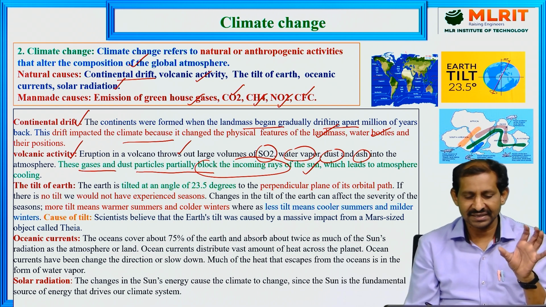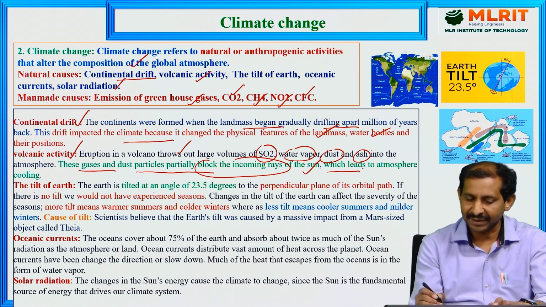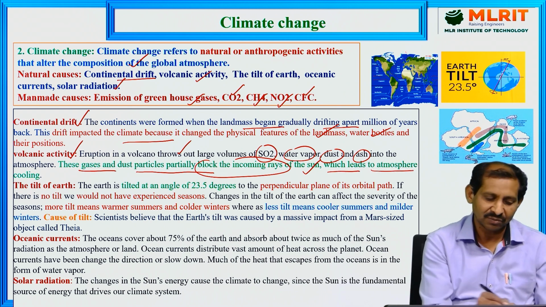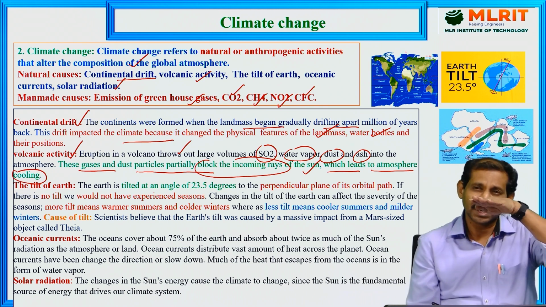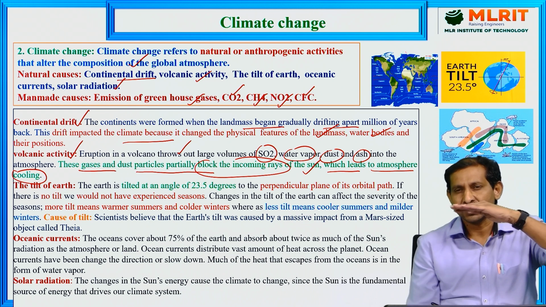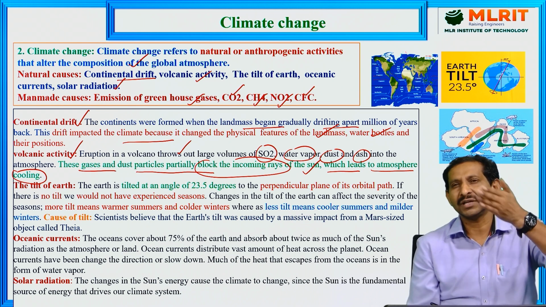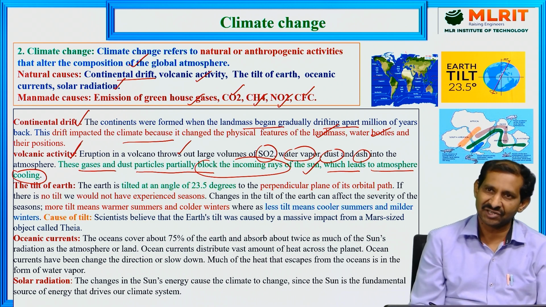Block means that the rays will be stopped. So then immediately what effect will happen? Immediately, atmospheric cooling takes place. When the dust or ash stops the radiation coming from the sun, then atmospheric cooling will take place. That is called volcanic activity causing climate change.